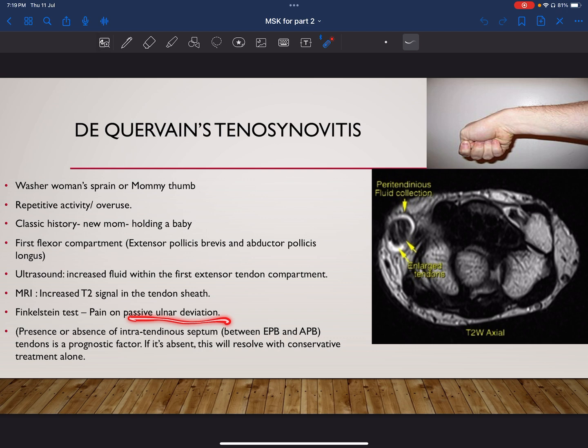Pain on passive ulnar deviation. Then there is the presence or absence of an intratendinous septum. Okay, so there is something known as an intratendinous septum, which is sometimes seen on the MR sequence. If the septum is present, it is going to be a grave prognosis. The septum is present between the extensor pollicis brevis and abductor tendons, right?